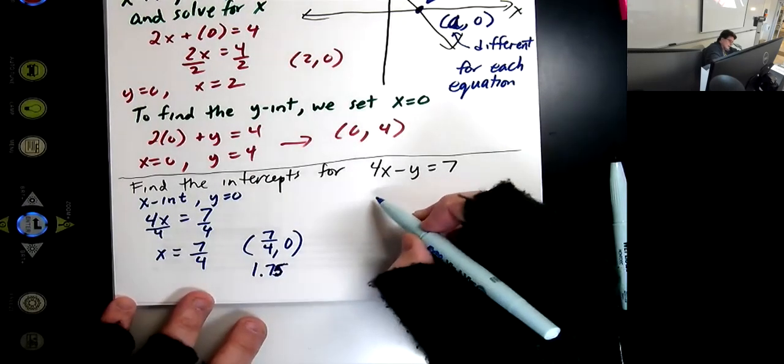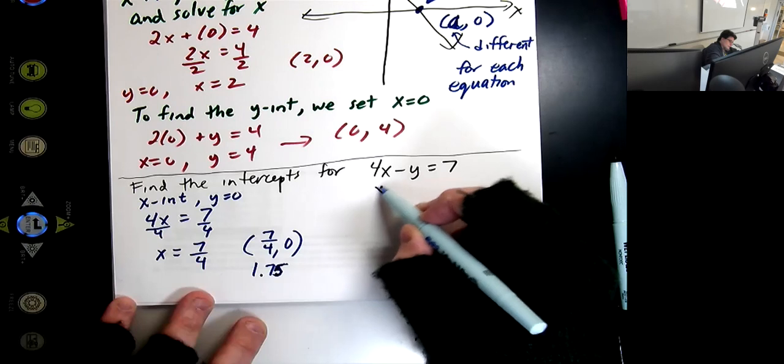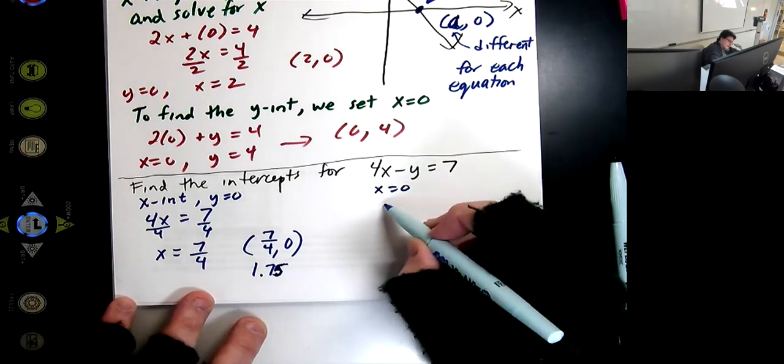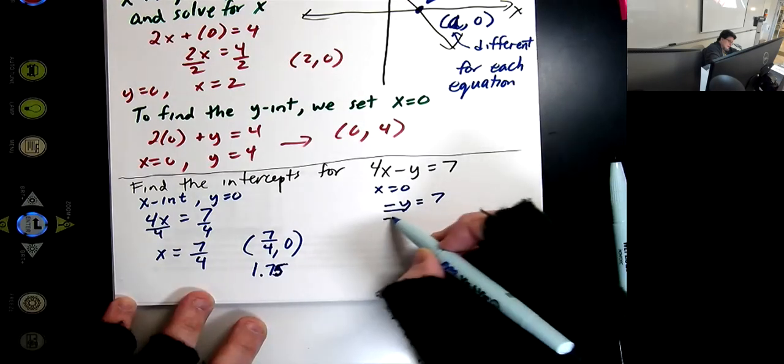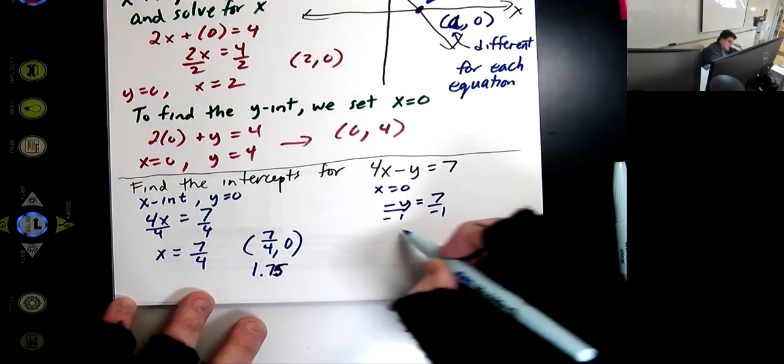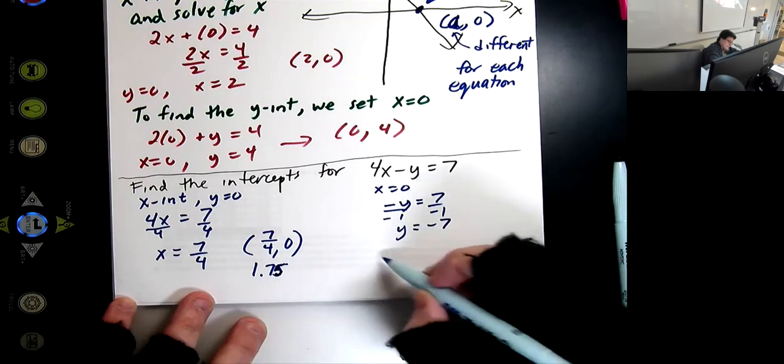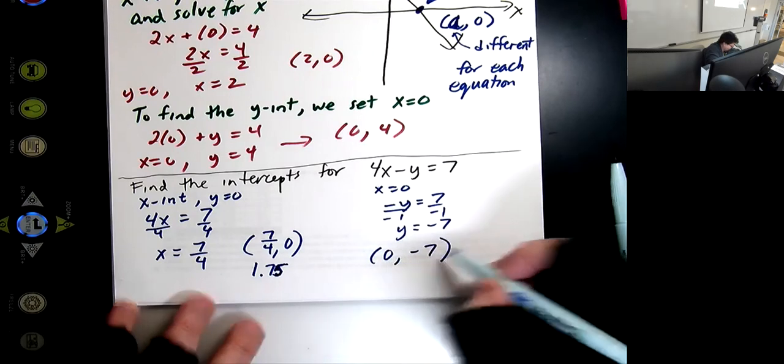If we want the y-intercept, we have to set x equal to 0. And we get negative y equals 7. So if I divide by -1, I get y equals -7. And I get the point (0, -7).